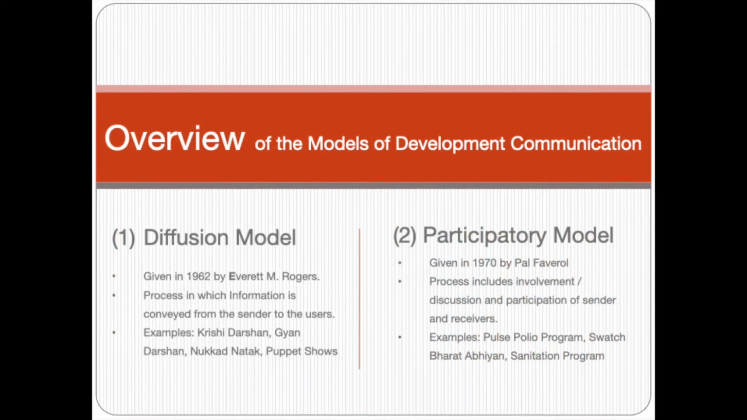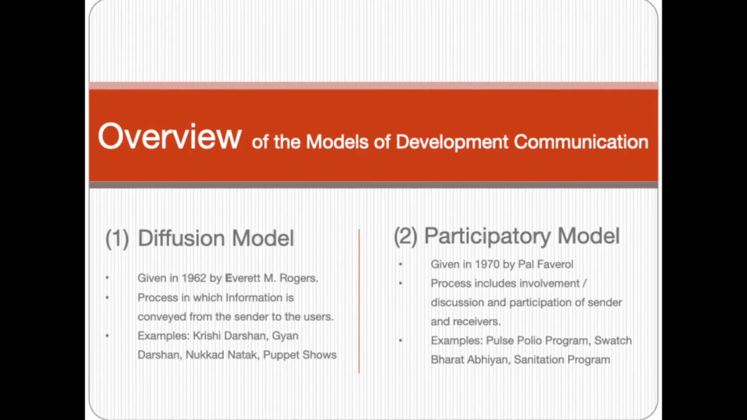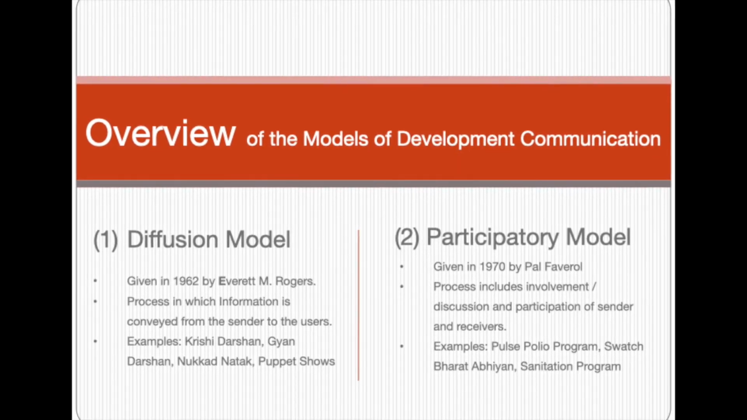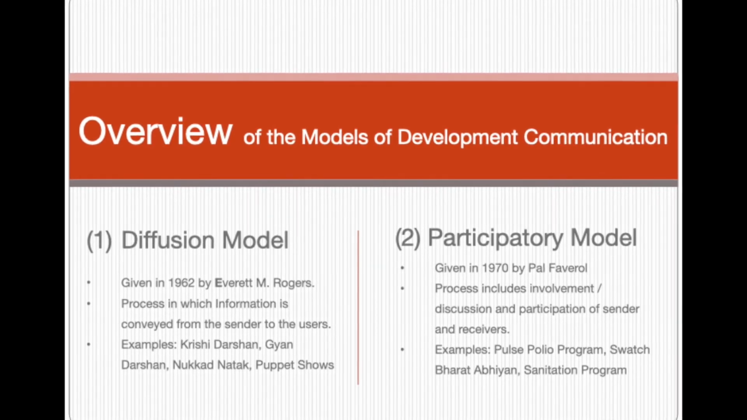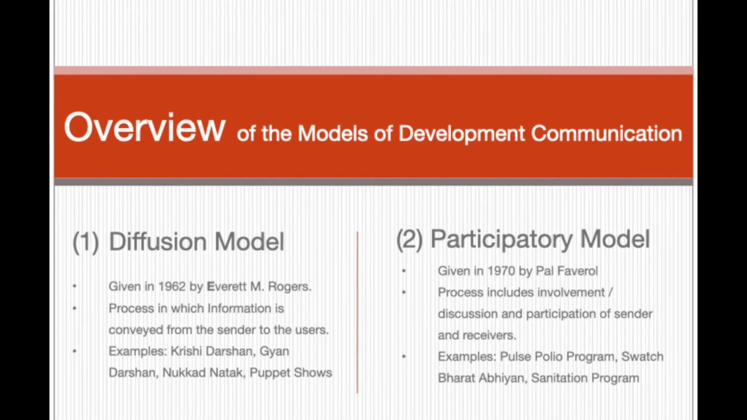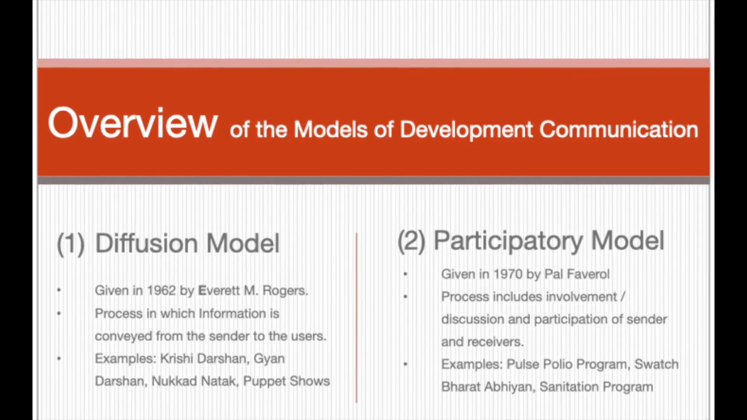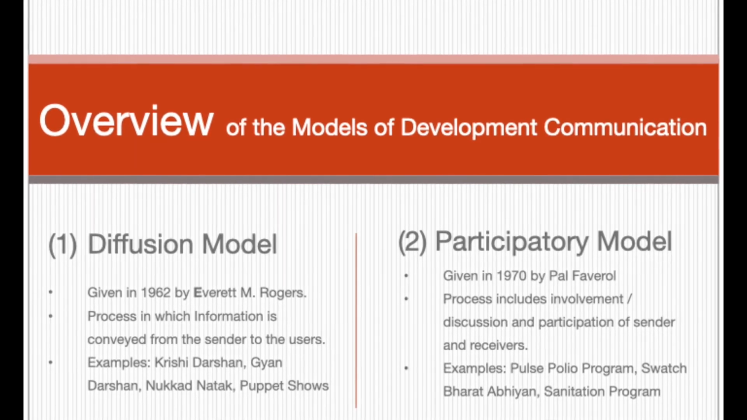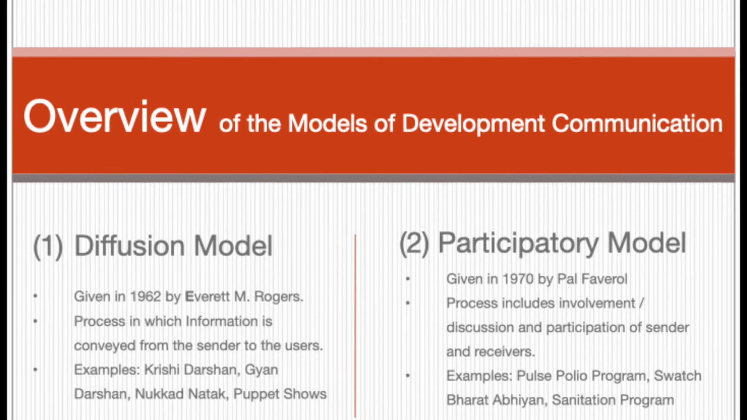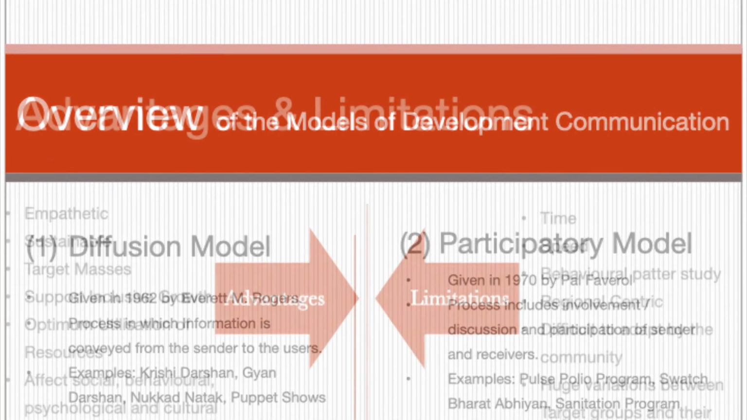Let's have an overview of the two basic models of the DC. One is diffusion and the other is participatory. The former was given in the year 1962 by Everett M. Rogers and later in the year 1970 by Paulo Freire. The diffusion model transfers the information from sender to receiver, while the participatory model involves a sender and receiver.